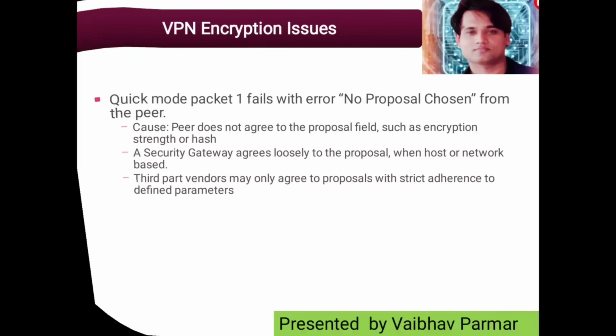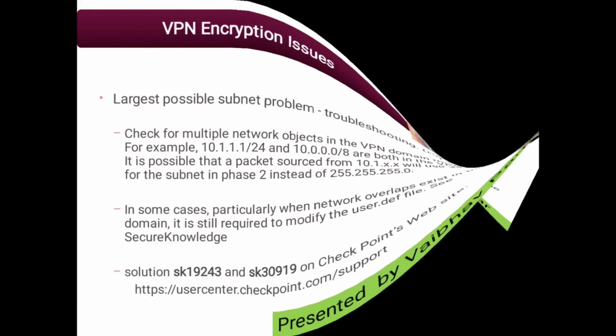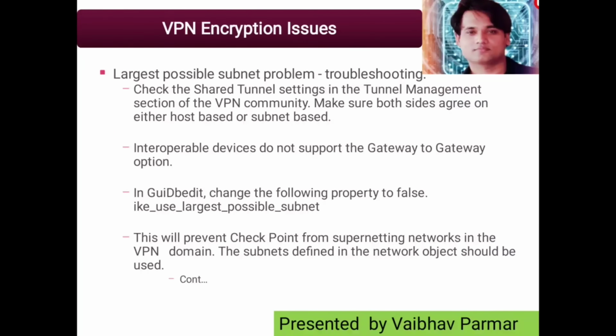Let's look more into this. Before that, I wanted to give one more example. A typical issue with encryption is when quick mode packet 1 fails with the error "no proposal chosen" from the peer. This failure is usually caused when a peer does not agree to the proposal field, such as encryption strength or hash. The same applies for quick mode as well, and a security gateway agrees loosely to the proposal when it is host or network based, right?